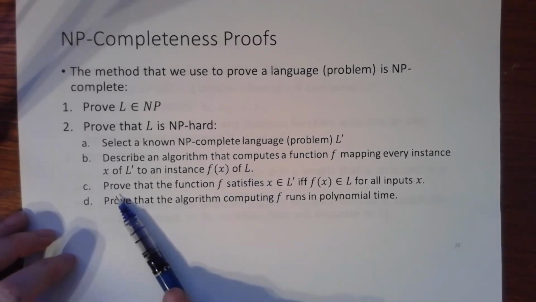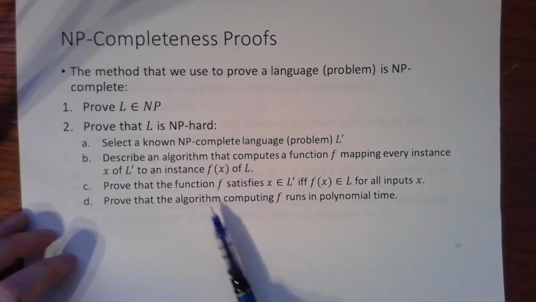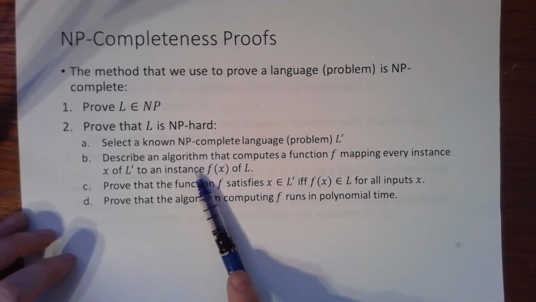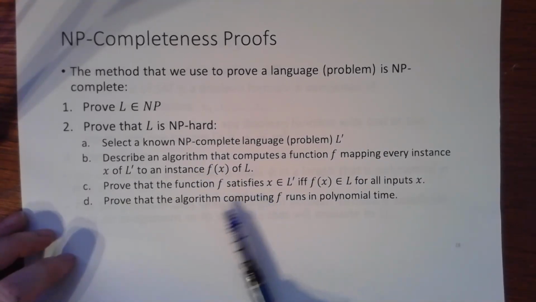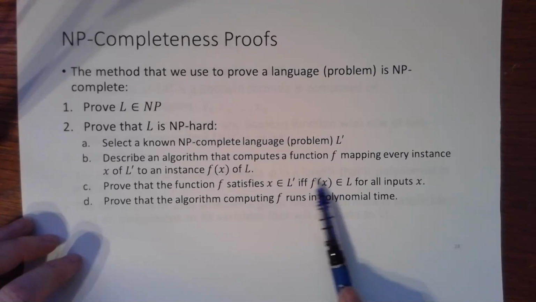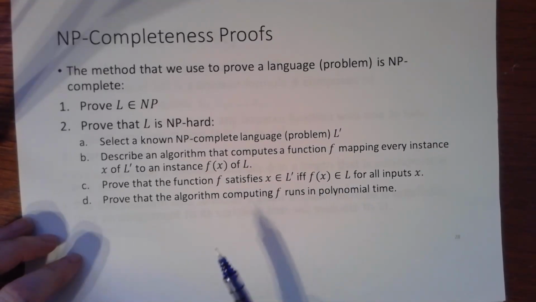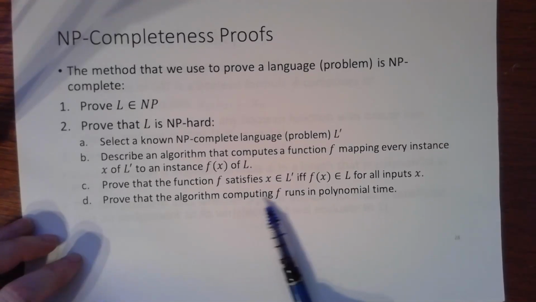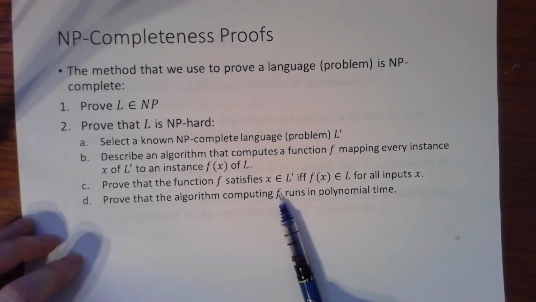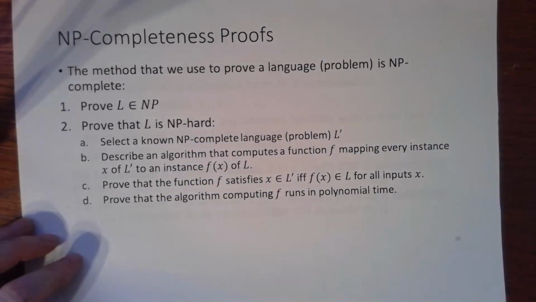After we describe that algorithm, we need to show that it satisfies the fact that for every string, if it's in the known language, then the instance that we map it to will be in the language that we're thinking about. And of course we also have to show that whatever mapping or function maps one instance to the other runs in polynomial time. So this is going to be the outline of our proof for all of the problems that we consider.